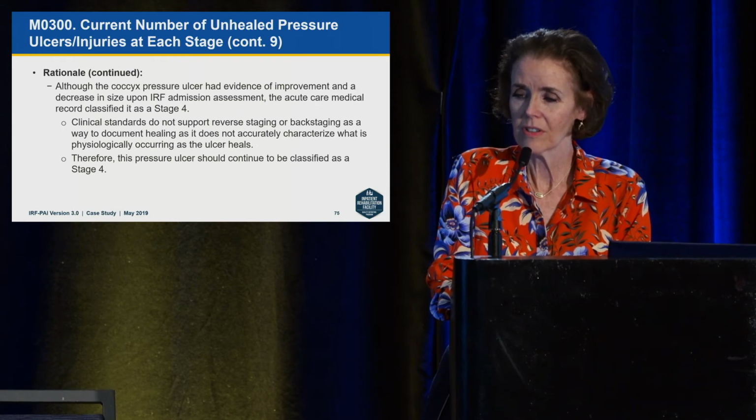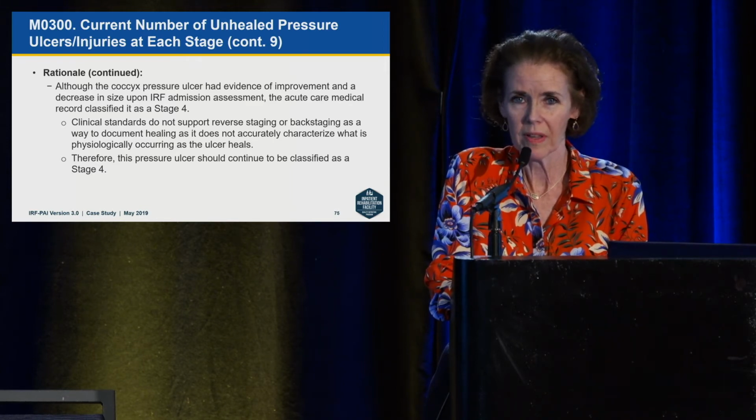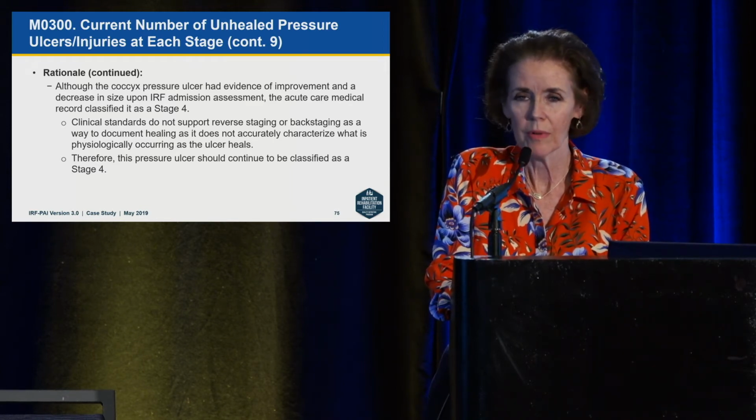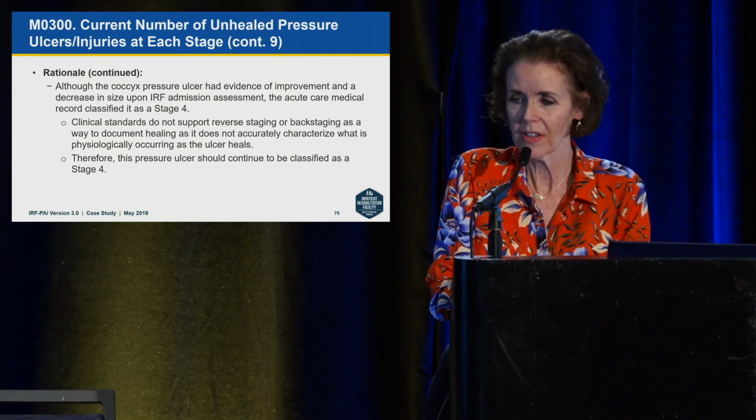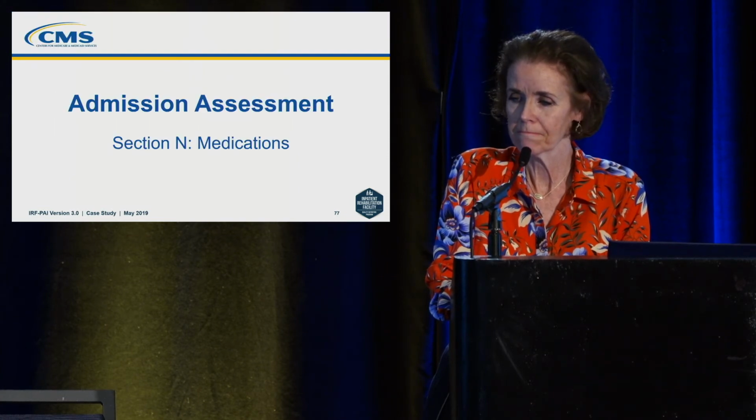And although the pressure ulcer, like I said, had evidence of improvement, we have to code the stage 4 because that's what the medical records show. We don't reverse stage. Very good. And the pressure ulcer on the right ankle is the DTI.